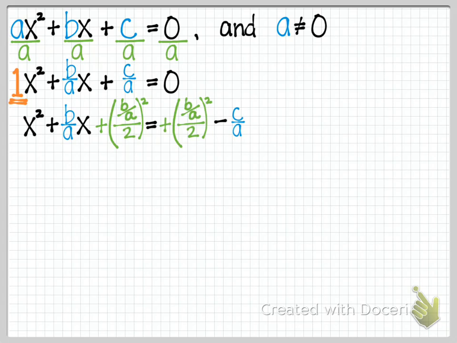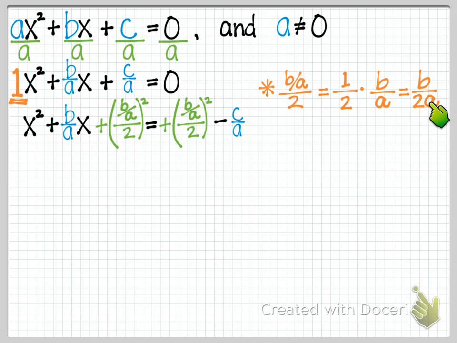So to complete the square, we add half of the b over a quantity squared, and we add that to both sides. Well, we need to take a little bit of a moment here to look at what we have right here, b over a divided by 2. Remember, it's the same thing as saying 1/2 of b over a. And what that is, is b divided by 2a. So this is what I want to write instead of it in this method here. So I'm going to rewrite that portion there, and that will become what is inside of my binomial squared.